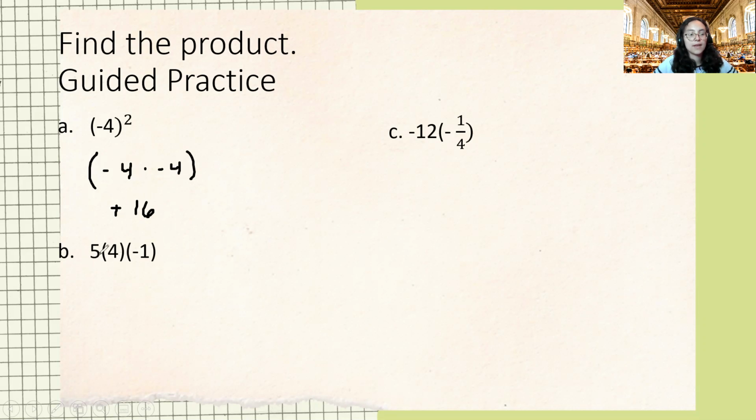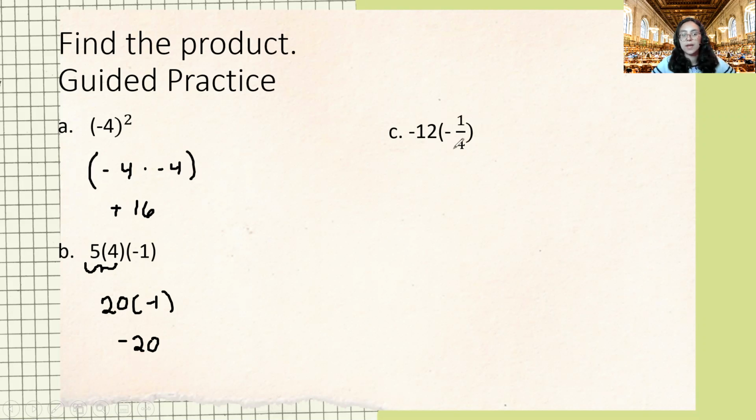For B, I have 5 times 4 times negative 1, and I'm going to multiply 5 times 4 first because these two numbers are positive. So 5 times 4 will give me positive 20, and I'll bring down my negative 1, and 20 times negative 1 will give me negative 20 because I have a positive times a negative, and that will give me a negative.